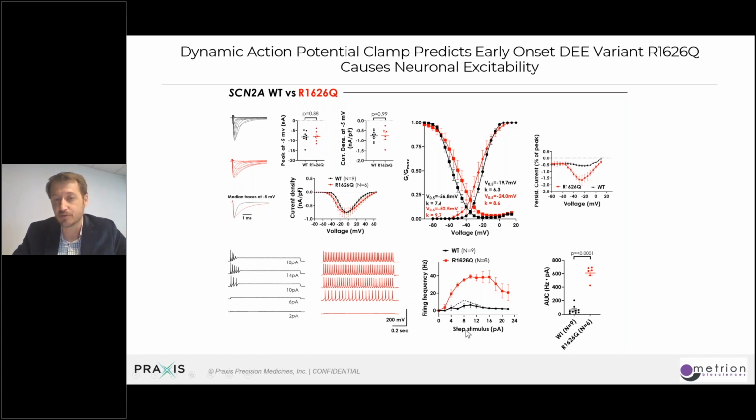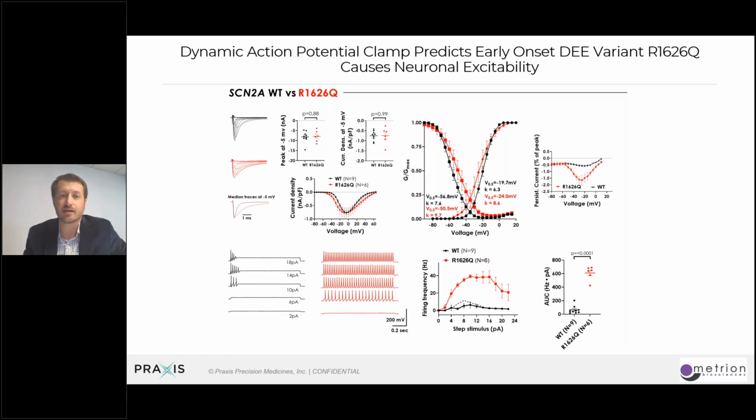You see that in the input-output curve, and when you quantitate this, you see a significant increase in the area under the curve. So this is showing, extending these observations to one variant that has clear gain of function predictions in the voltage clamp. You're also seeing that in the dynamic action potential clamp.